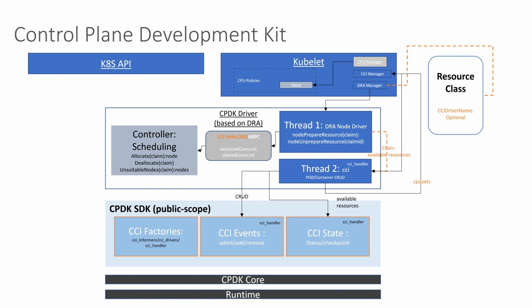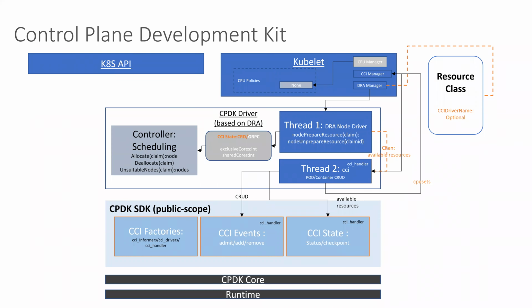Right, the controller, but if I use the controller given by the DRA API, it will always call NodePrepareResource and NodeUnprepareResource. Do you mean that? I don't follow. Say that again. There is no NodePrepareResource in the controller.